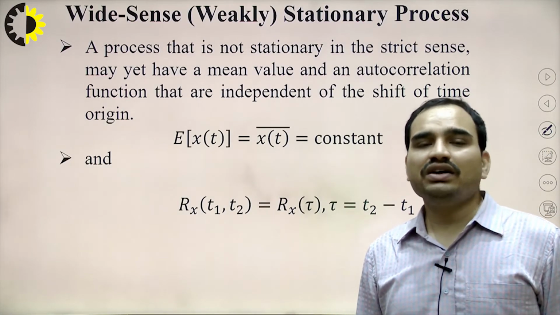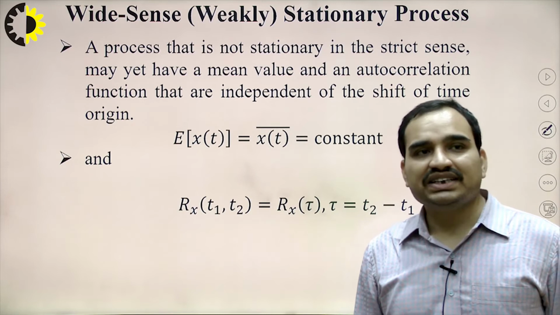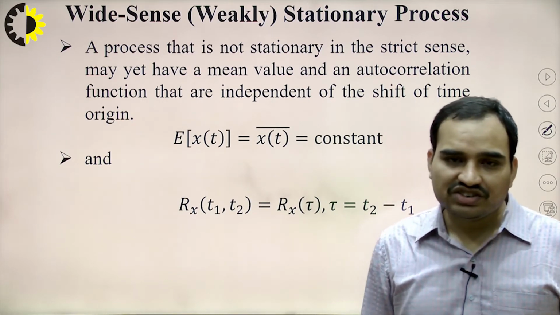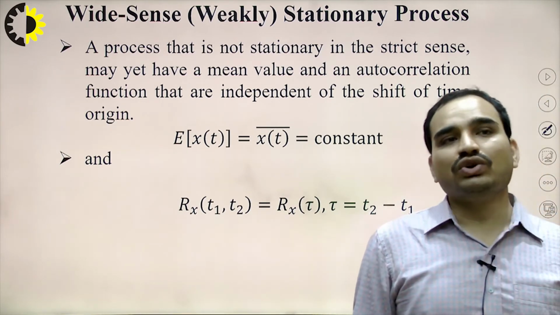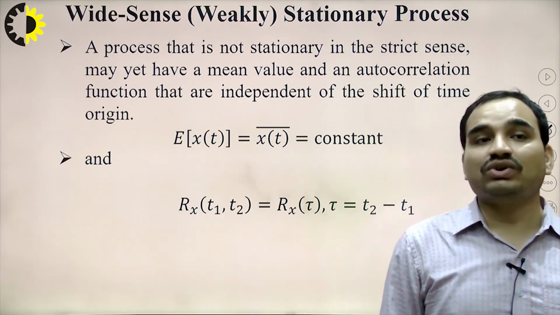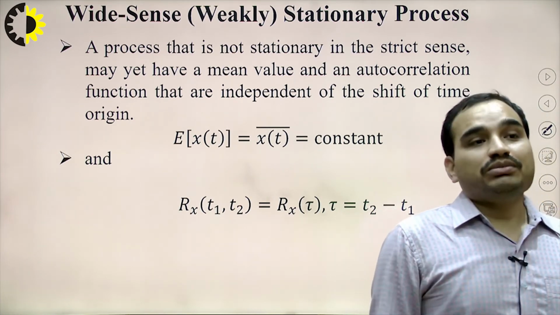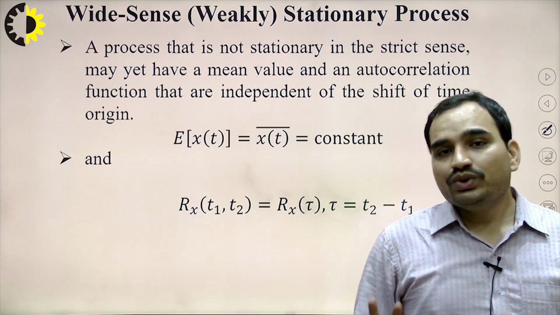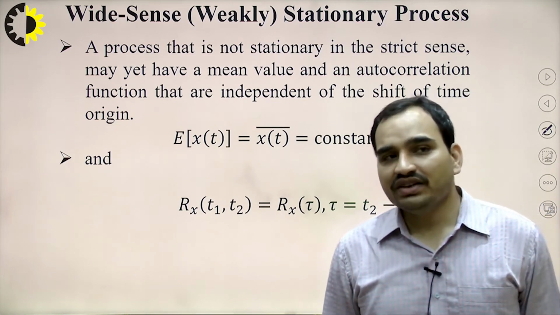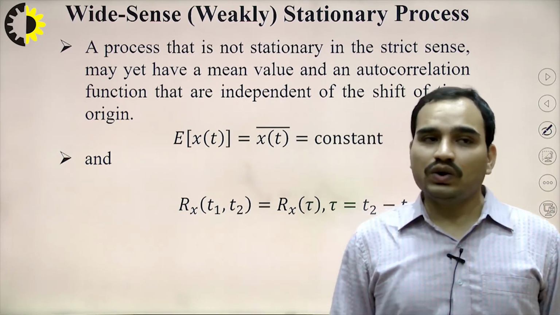Now we will see the next one, that is the wide sense stationary process. So what is a wide sense stationary process? A process that is not stationary in the strict sense. So what is the meaning of that? That means we are following only two conditions. So two conditions we will check. The first is the mean, another is the autocorrelation function.